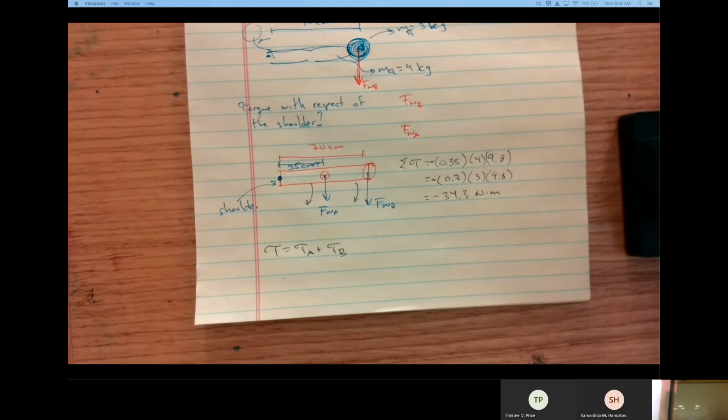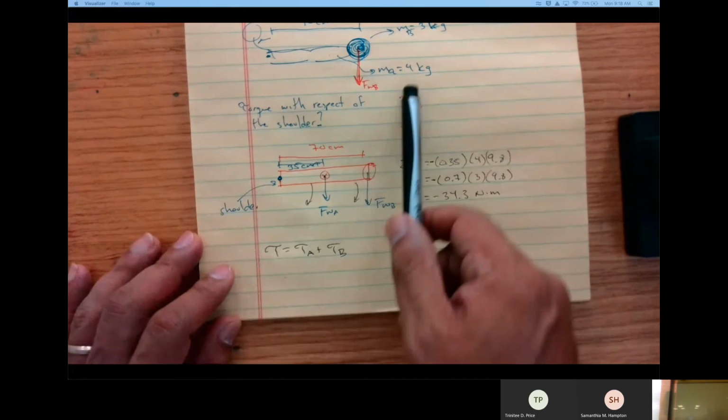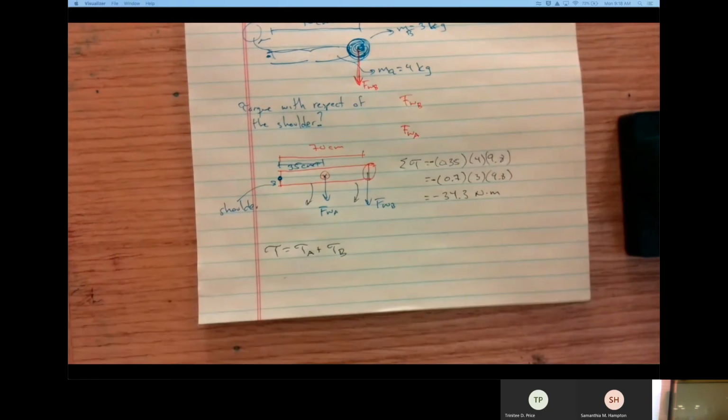Page, is it making sense? Where did the 4 come from with the arm? The 4 comes from the mass of the arm, and the 3 is the mass of the ball. Yeah, Jacob? Aubrey? Okay.